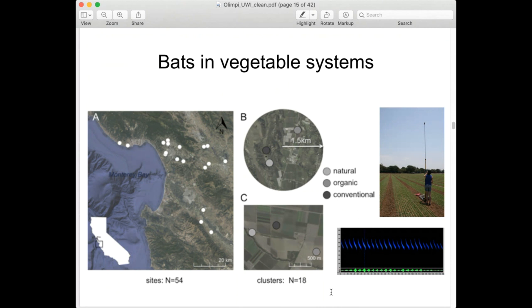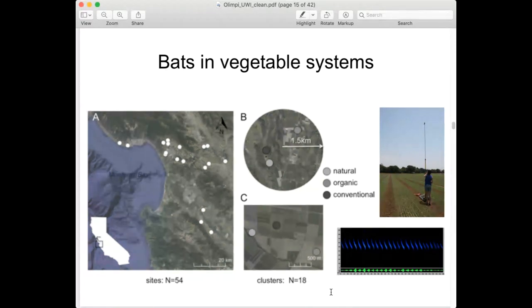I also had 3 sites that I looked at together within a landscape. So I looked at what was going on in the woodland, and then a nearby organic farm and a conventional farm. I set up acoustic detectors, and I recorded over 36,000 bat calls, and we identified them each to species.